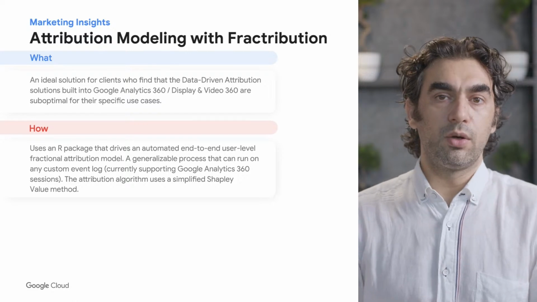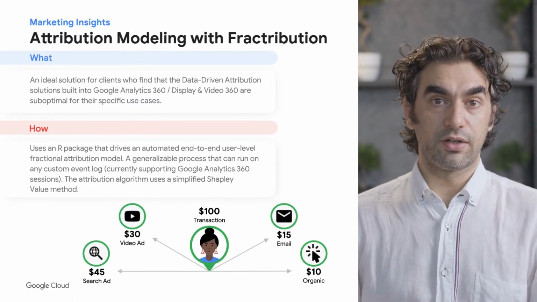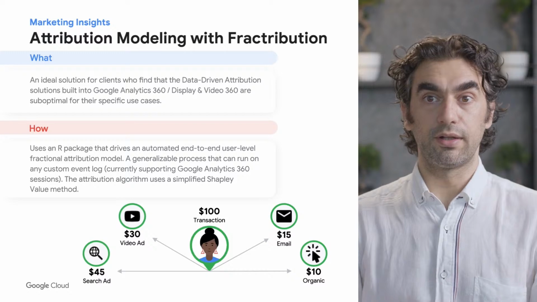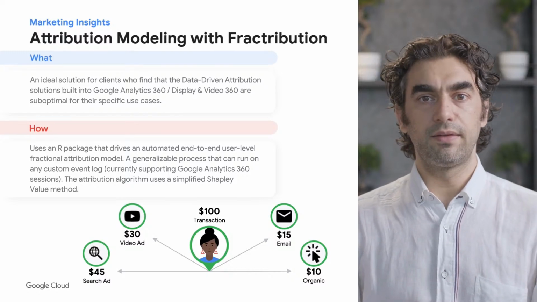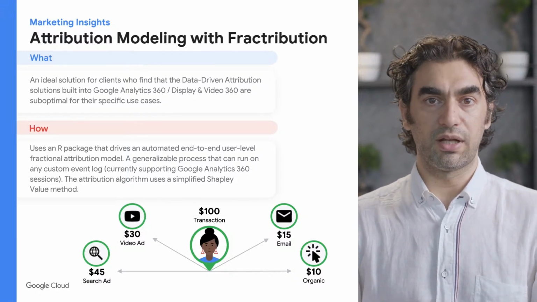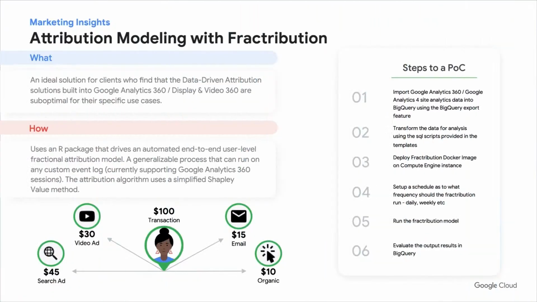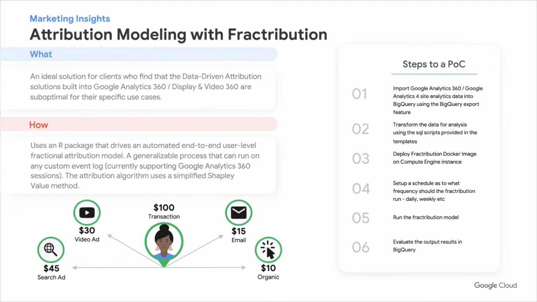Some of you might already be aware of tools like data-driven attribution for Google Ads or Google Analytics. But it is possible to expand this use case leveraging Google Cloud Platform. The Fractribution solution uses an R package that runs on an existing VM platform.